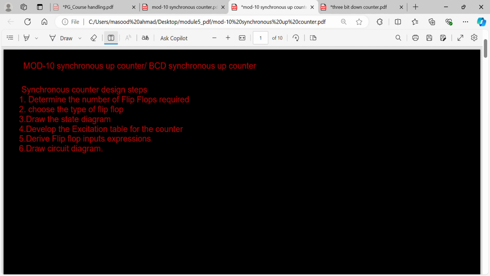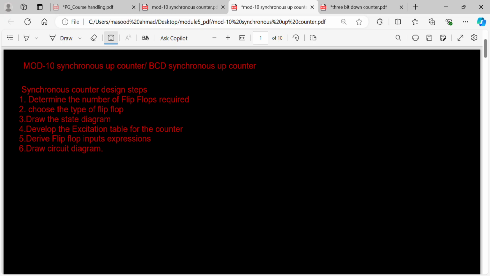My dear students, now we are going to look at the design of Mod-10 synchronous up counter, also known as BCD counter. Of course, BCD synchronous up counter. Now we know that there are certain steps that we need to follow in order to complete this design process. This Mod-10 counter will be counting from 0 to 9.